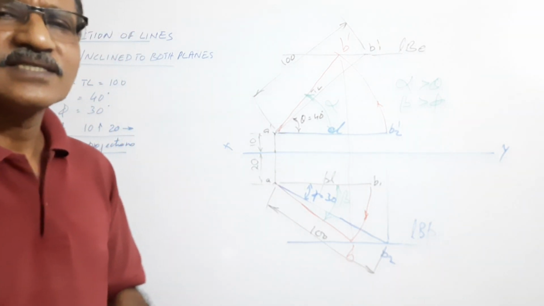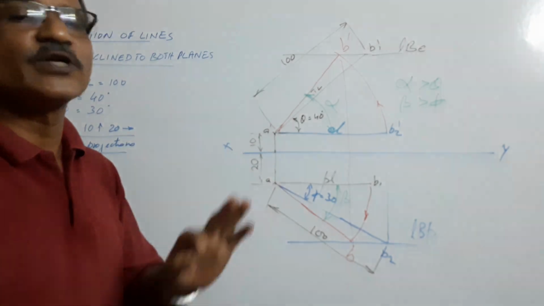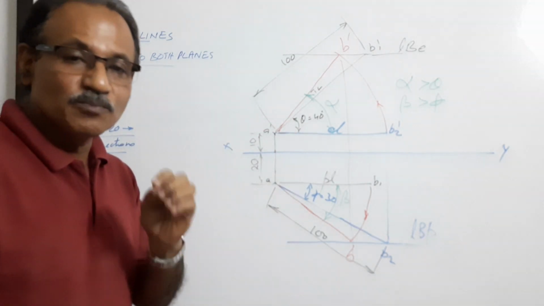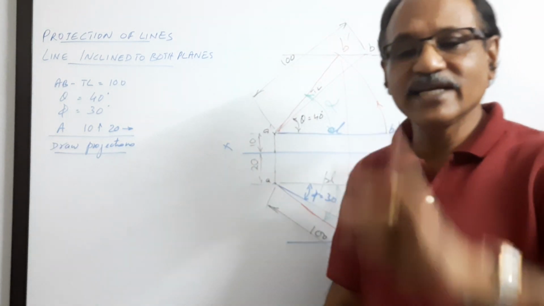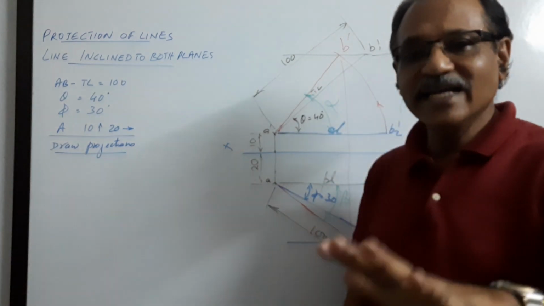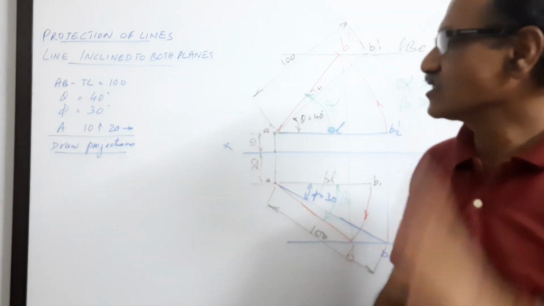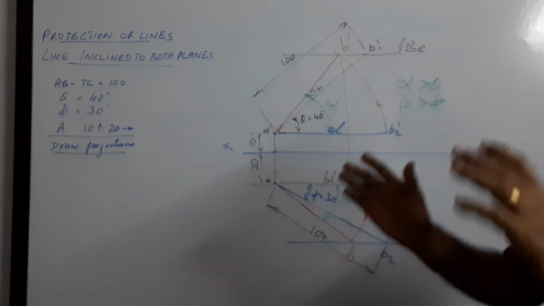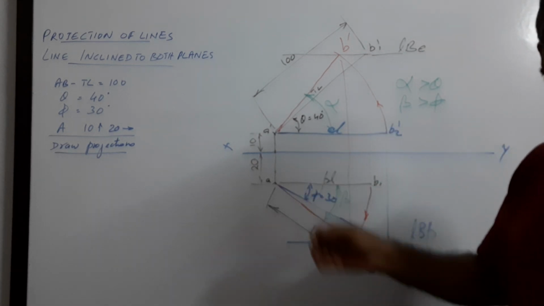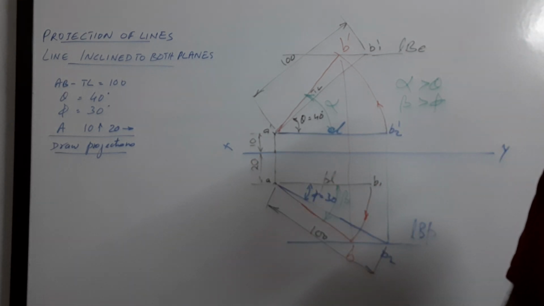This is the simplest of the problems you can expect in lines. True length is given, theta is given, phi is given, the line is in the first quadrant, the location of NDA is given. See it, understand it, hear it again and again, and take dimension and draw and learn yourself.